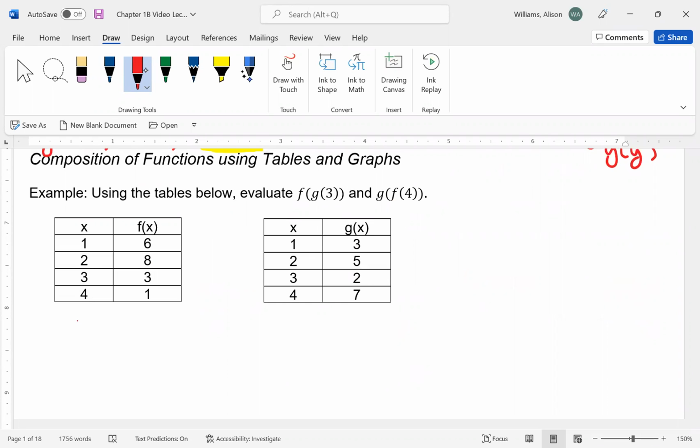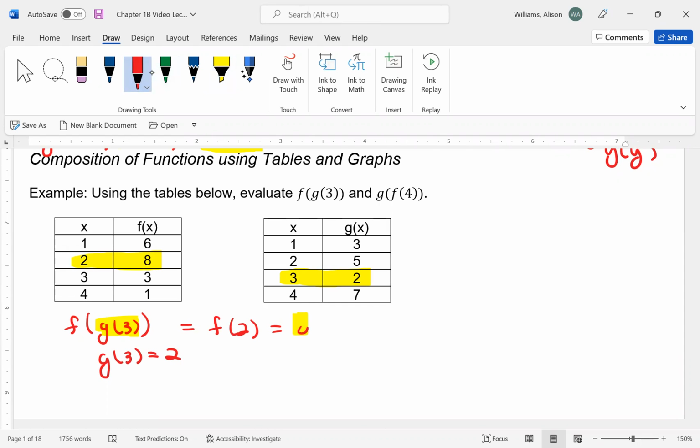Okay, let's start with F of G of 3. First thing I'm going to do is find G of 3. So G of 3 from the table is 2. Now I'm going to take 2 and plug it into F. So it's now the input for F. And F of 2 is 8.